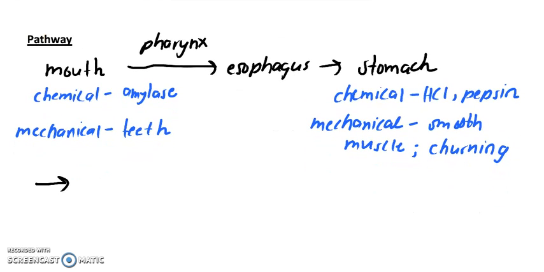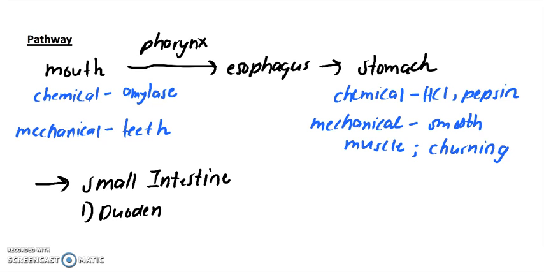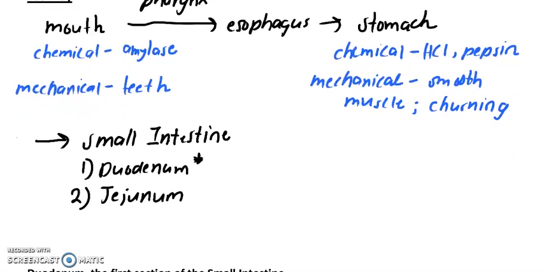Okay, next is the small intestine. Composed of 3 parts. The first part is called the duodenum. The duodenum is important. Next is the jejunum. And after that is the ileum.